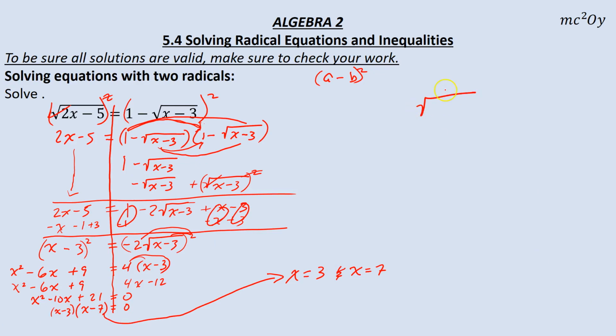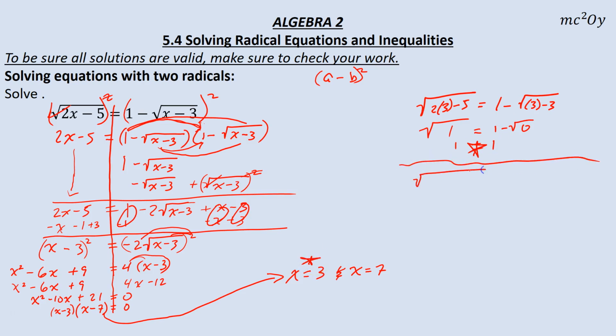So I have the root of 2 times 3 minus 5 is equal to 1 minus root of 3 minus 3. Well, what's that give me? Well, that gives me the root of 6 minus 5, or 1, is equal to 1 minus the root of 0. So in other words, 1 equals 1. Good to go. Okay, so 3 works.